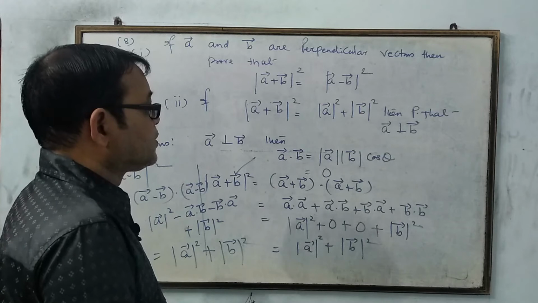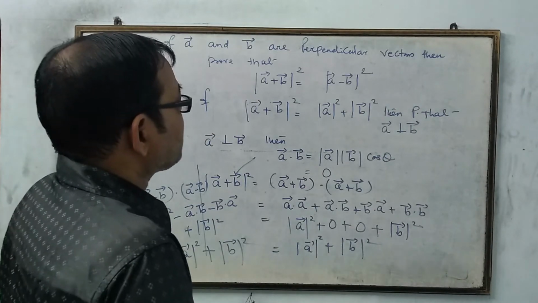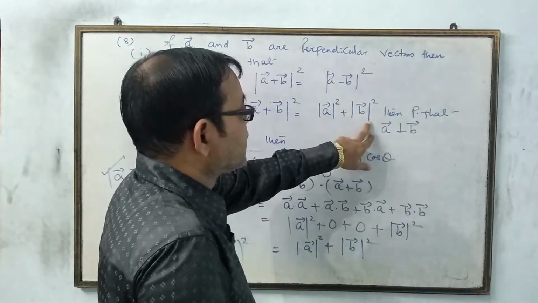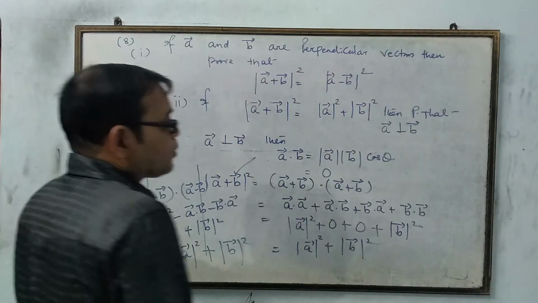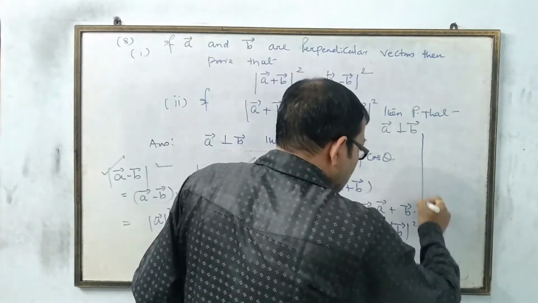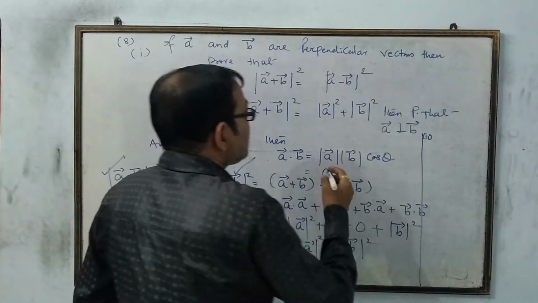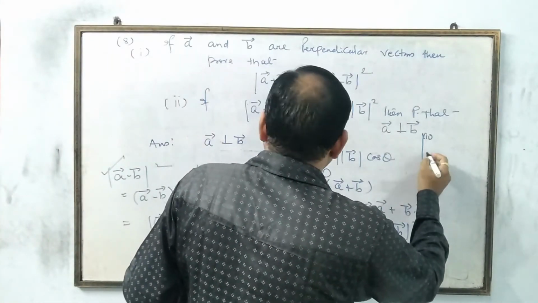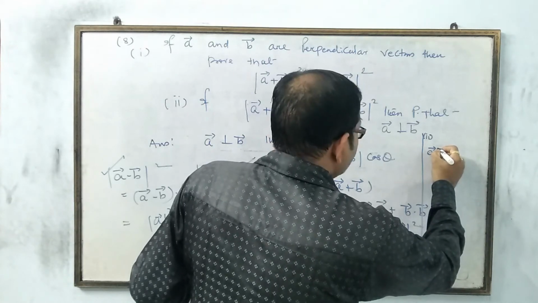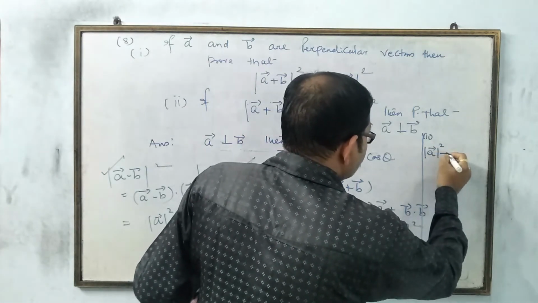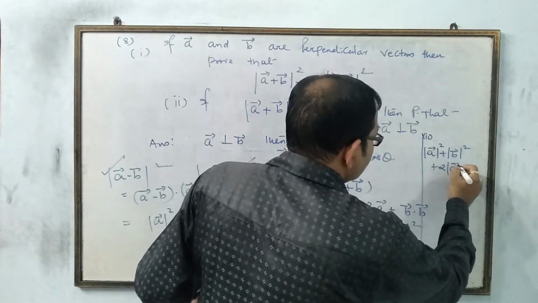Bit 1 is over. Then we come to the second bit: if magnitude of A plus B square is equal to magnitude of A square plus magnitude of B square, then prove that A is perpendicular to B. I am going to solve this one here. Second bit: A plus B square equals A square plus B square. A plus B square I can write as magnitude of A square plus magnitude of B square plus 2 into magnitude of A into magnitude of B.